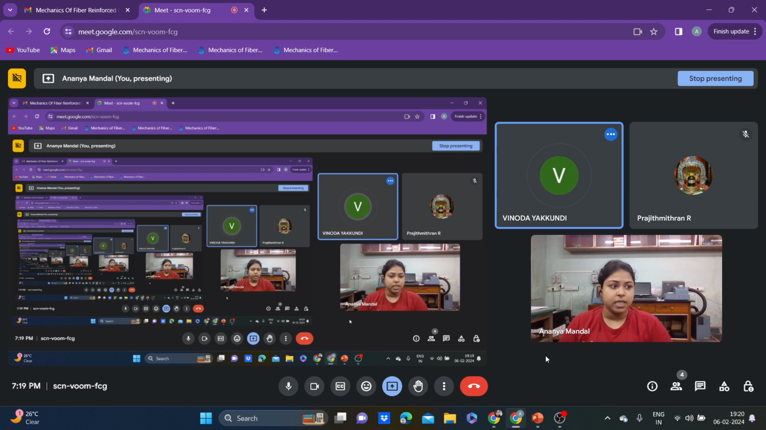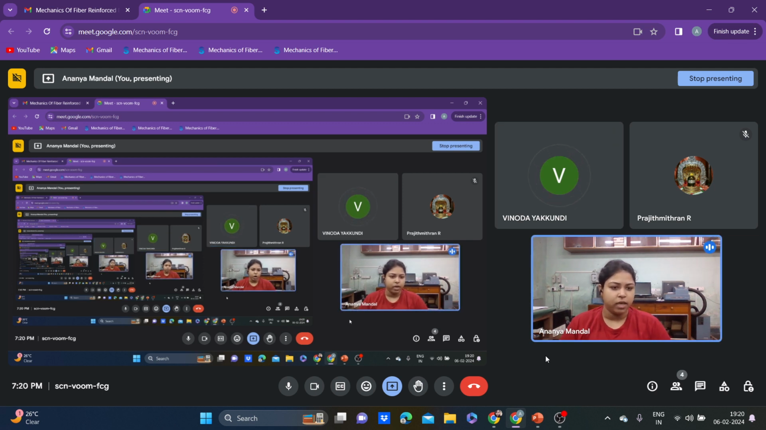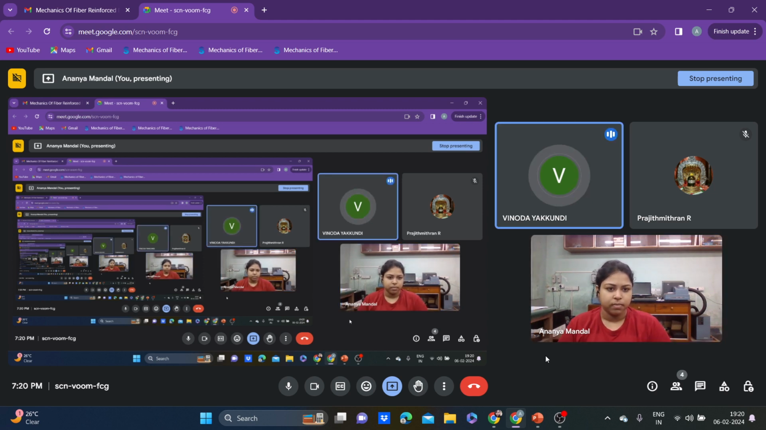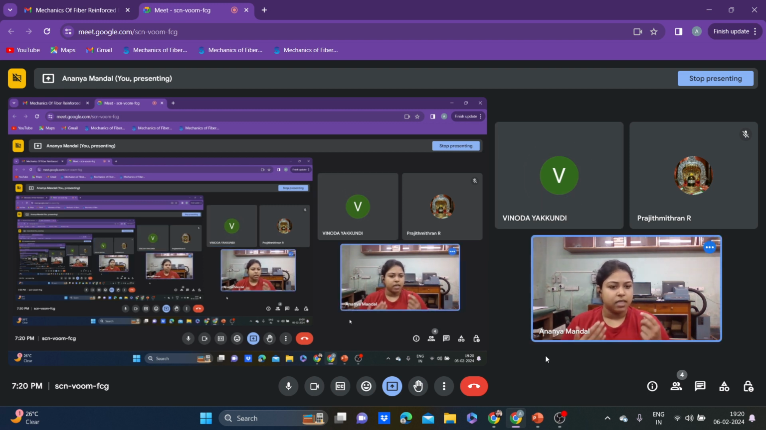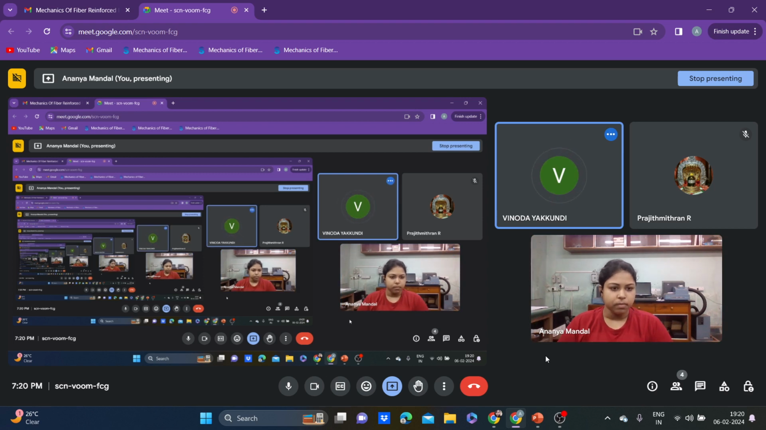Okay, so 0.6 is also kind of ideal. 0.4 will give you a very good and strong composite. The remaining is matrix. Like 0.4 is the volume fraction of the fiber, so reinforcement is 40% and 60% is matrix. Then we will get good properties.